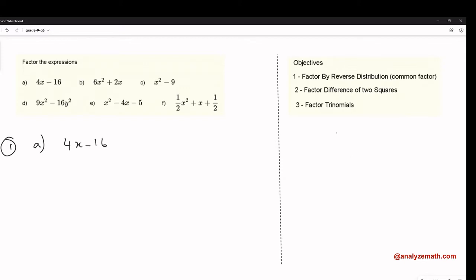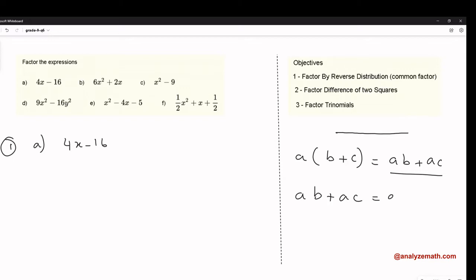Now this is going to be done by what we call a reverse distribution. Now the distribution in algebra, a multiplied by b plus c, gives me ab plus ac. Now what we are going to do is reverse this and say ab plus ac is equal to a times b plus c. So going from here to here, we have written our expression as a product. This is also called factoring by common factor.